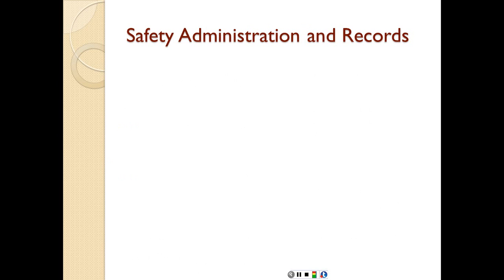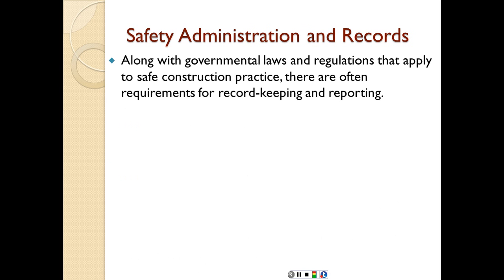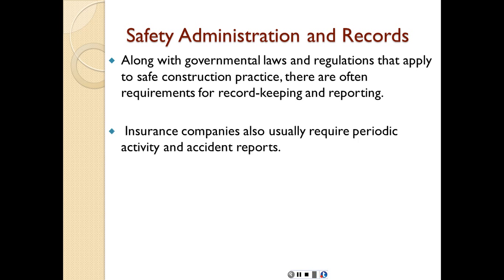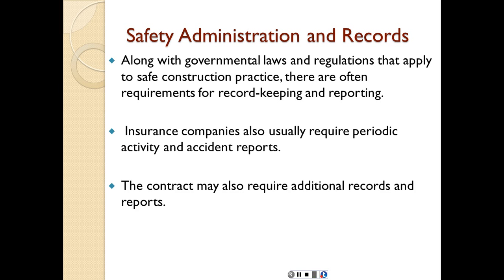The third and last step is the safety administration and records. Along with governmental laws and regulations that apply to safe construction practice, there are often requirements for record keeping and reporting. Insurance companies also usually require periodic activity and accident reports. And the contract may also require additional records and reports over and above what OSHA and the insurance company requires. That shows the owner's interest in maintaining a safe work environment.